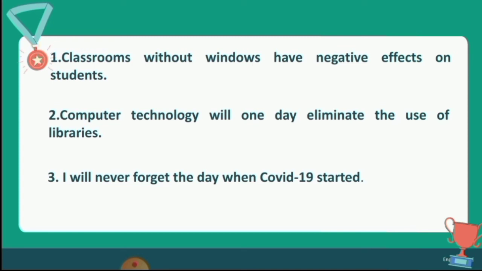Number 1 topic sentence is, classrooms without windows have negative effects on students. The second one, computer technology will one day eliminate the use of libraries. And then last is, I will never forget the day when COVID-19 started. Okay, so I'll give you 2 minutes to write your assignment. Or you can take a screenshot so we can proceed.